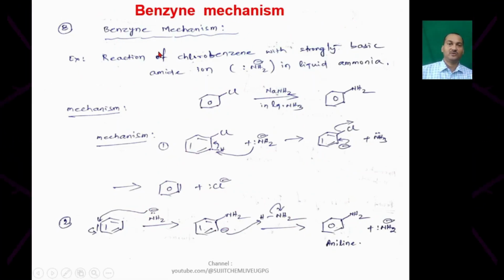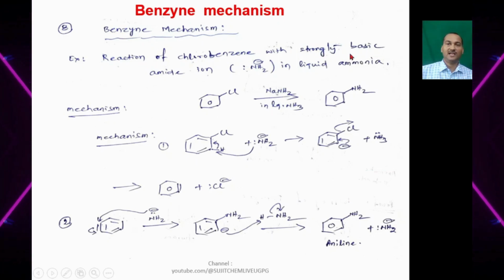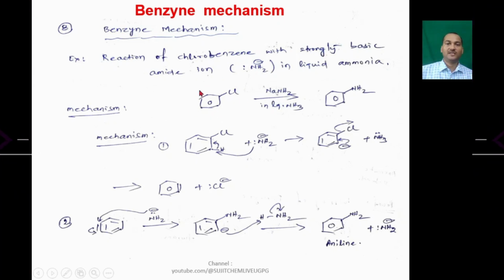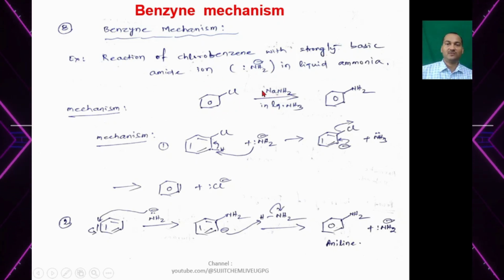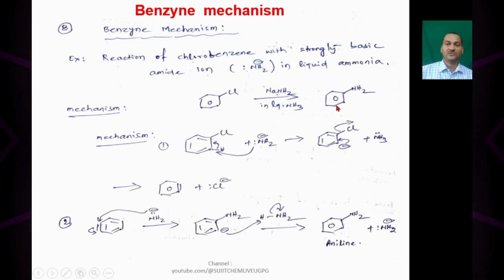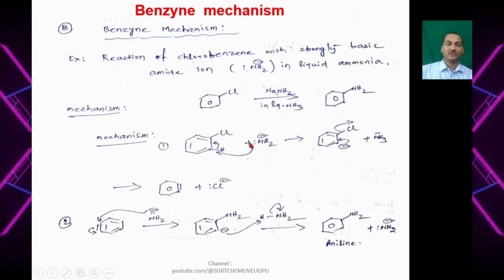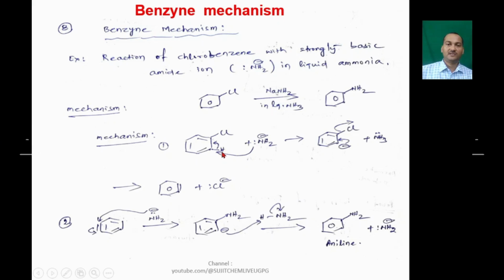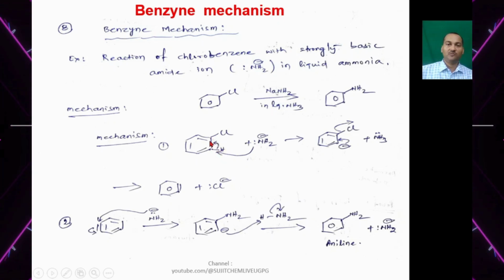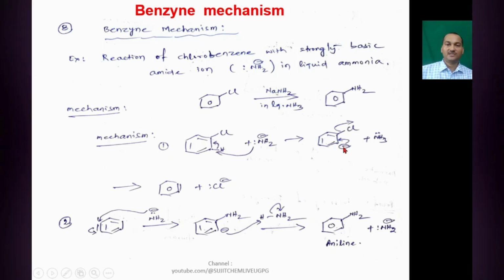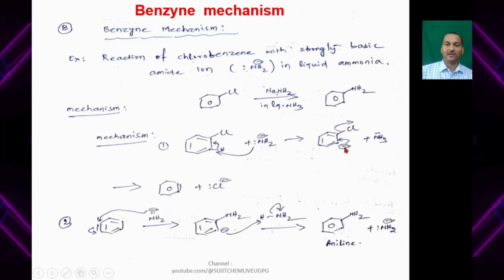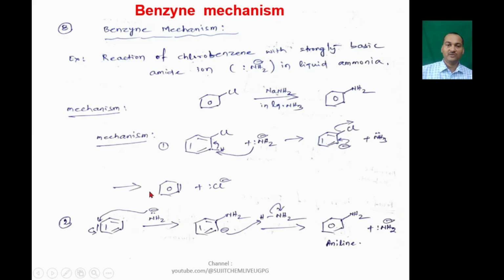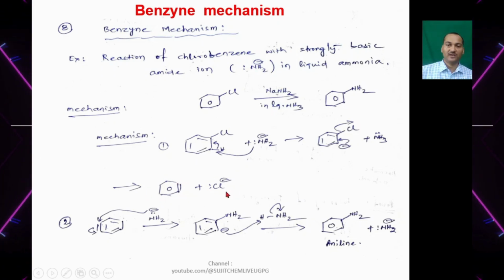The next is the benzyne mechanism. So here is the example. The reaction of a chlorobenzene with a highly basic amide ion, NH2 minus, in liquid ammonia. So this is the chlorobenzene example. That would react with sodamide in liquid ammonia, giving rise to aniline. So here is the mechanism. So NH2 minus, this lone pair will take this proton and this bond will move here. So as a result, you can have a carbanion here. So when this C minus comes here, it would kick out Cl as Cl minus. So you can have this benzyne plus Cl minus.